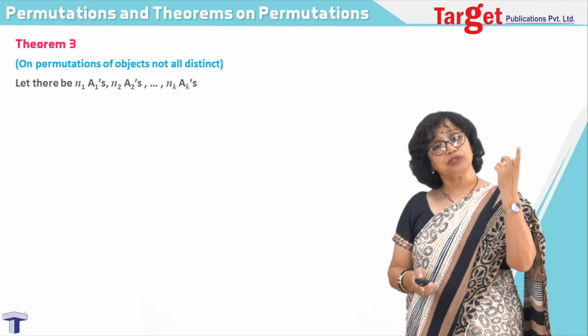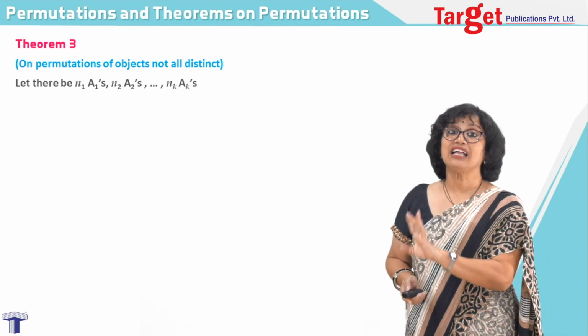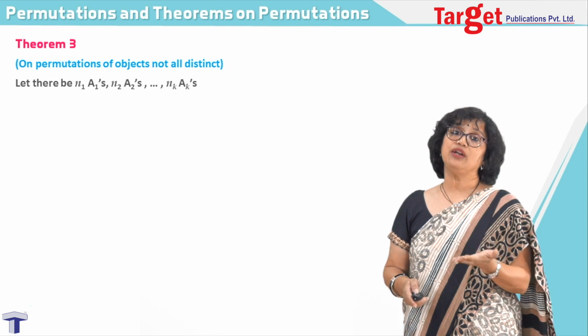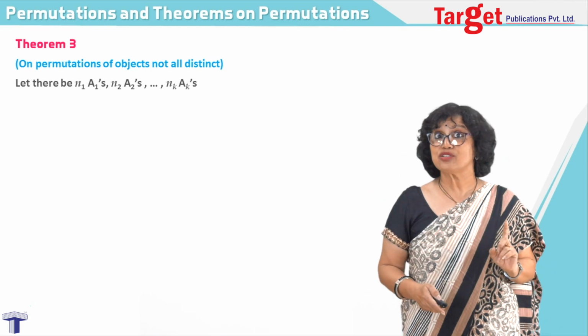Normally, using first theorem, if they were distinct, my answer would have been simply (n1 + n2 + n3 + ... + nk) factorial. But that is not the case here.